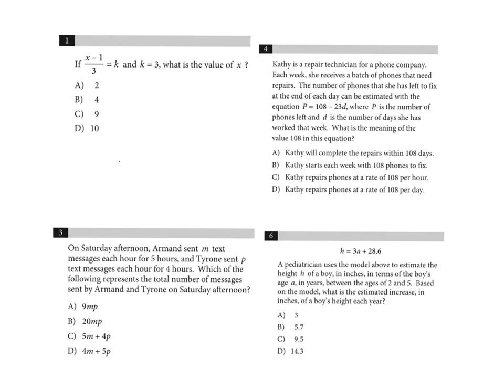Problem 1. If (x minus 1) over 3 equals k and k is equal to 3, what is the value of x? So what we're going to do is take the fact that k is equal to 3, substitute it in, and then solve the equation that's left over. So here we have (x minus 1) over 3 equals k, which is now 3.